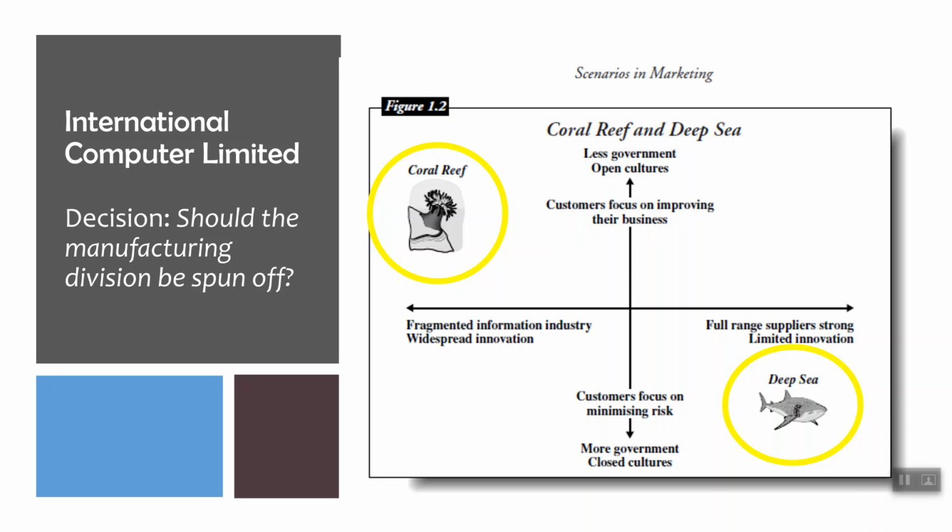When the management team was introduced to the scenarios, they recognized that their strategic plan had assumed that the world was a coral reef world, but their strengths were aligned with the deep sea scenario. The team rethought their strategy and plan, focusing on their competitive strengths.